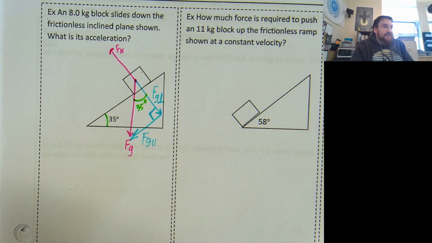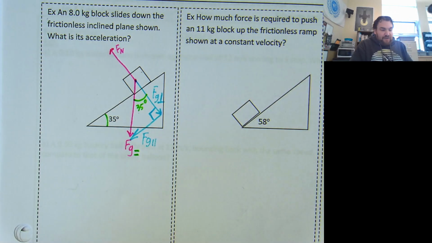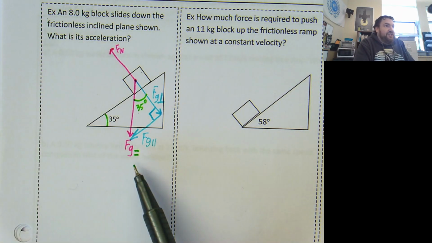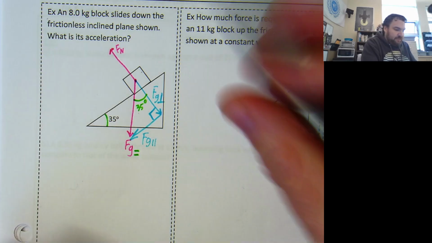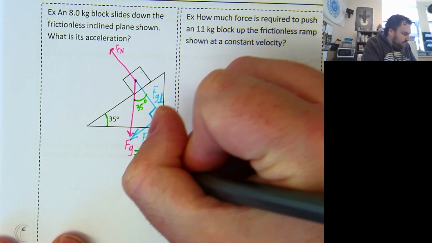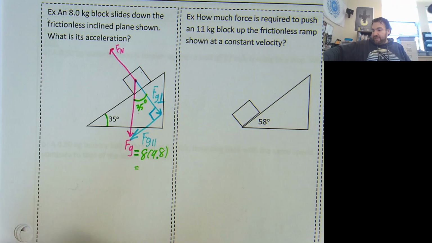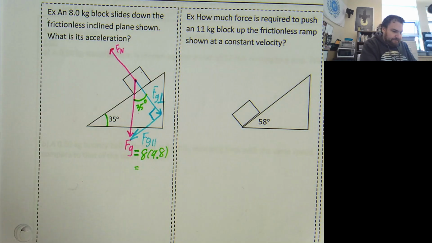We can now go ahead and fill in some of this information. We know Fg. Fg is going to be the mass of the block times 9.8. Fg is always equal to, again, unless you're in orbit somewhere using universal gravitation, little m times little g. So that's just going to be 8 times 9.8. Which is what? 78.4.